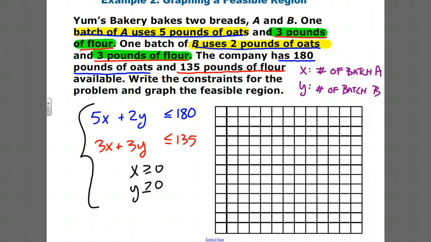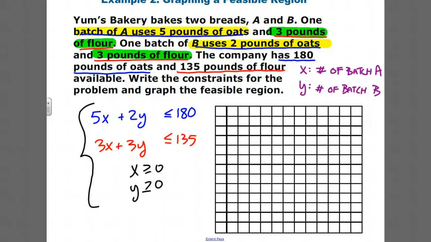So let's go ahead and graph those here. x greater than 0 and y greater than 0 are just going to be vertical and horizontal lines. We are going to be to the right of this, meaning all of our x values are greater than 0, and above this, meaning all of our y values are greater than 0. So we're in the positive, positive quadrant.